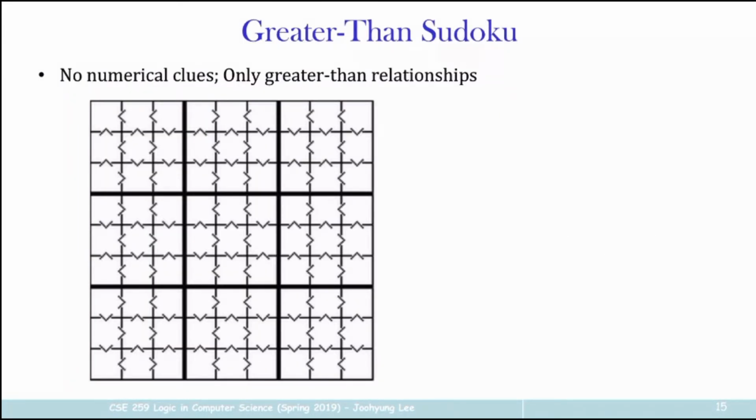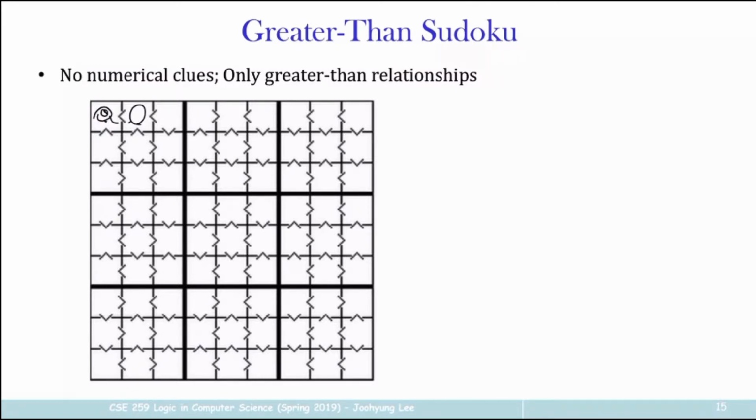So this is the greater-than Sudoku problem, which is probably a puzzle that I don't want to solve by myself. Okay, so what you're given is the clues that the number in this position should be bigger than the number here. So we are only given the relative inequality between the two positions, but we don't have any numbers filled in. Okay? How can you solve this problem?